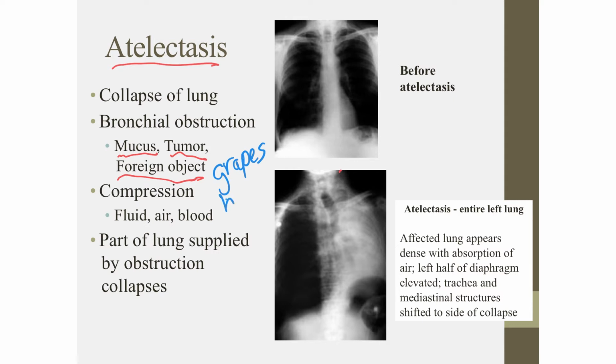And like a hot dog. Those are two really common things to get lodged in a bronchiole. There's also compression atelectasis, which is when fluid alters this pressure gradient either through filling up the pleural space or filling up the lung space.